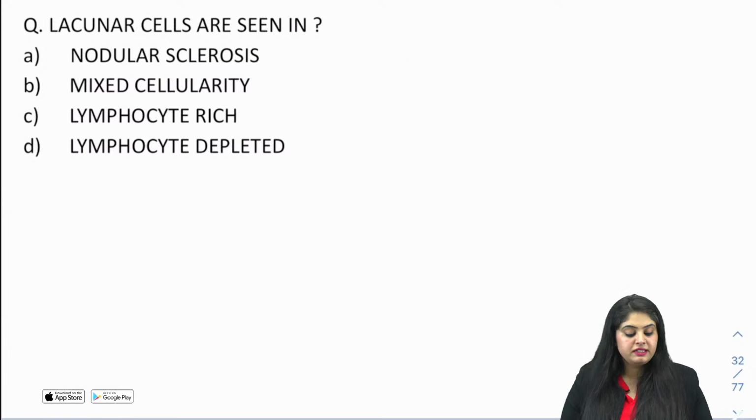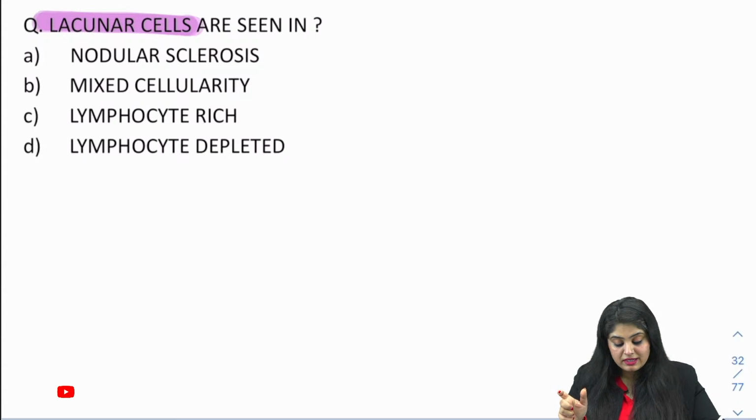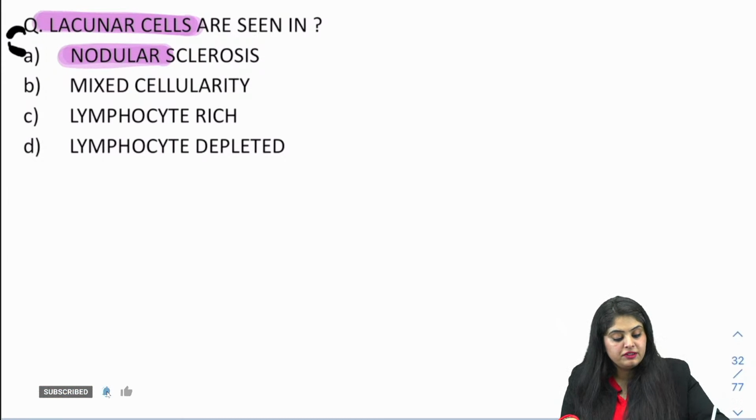Lacunar cells are seen in which kind of Hodgkin's lymphoma? Go by the rhyming word. Lacunar was rhyming with nodular. Perfect. So I've started getting answers. Option A, lacunar is seen with nodular.